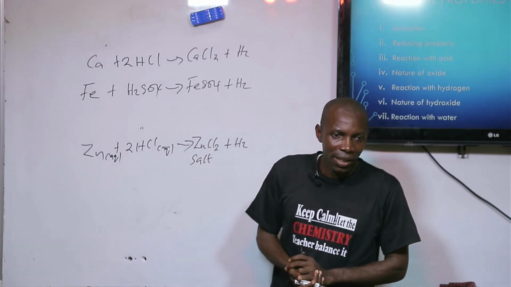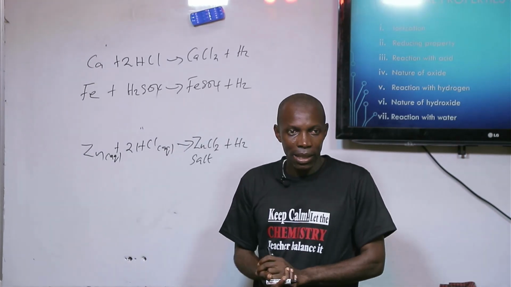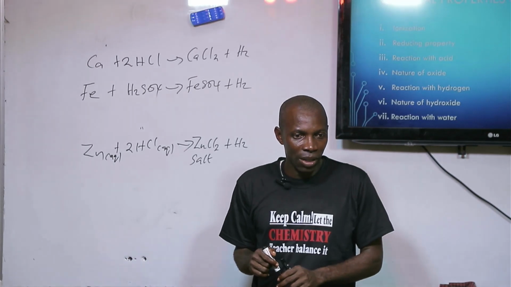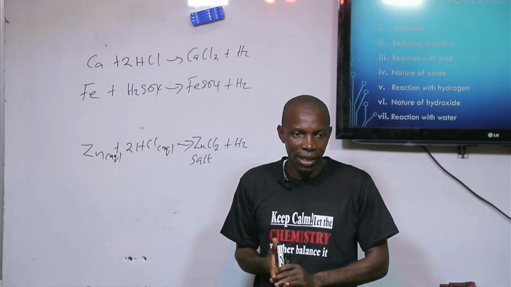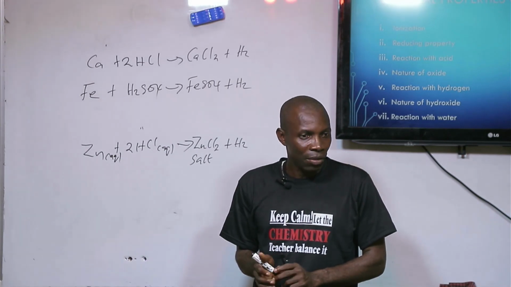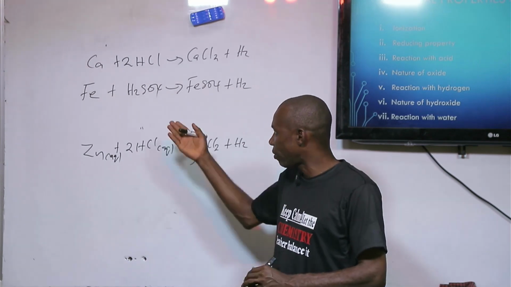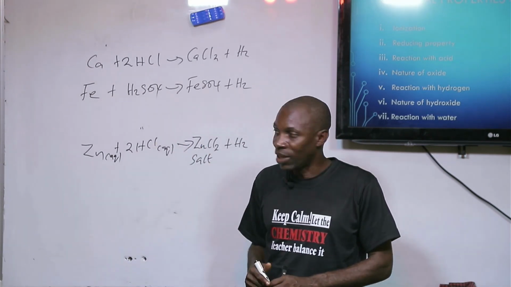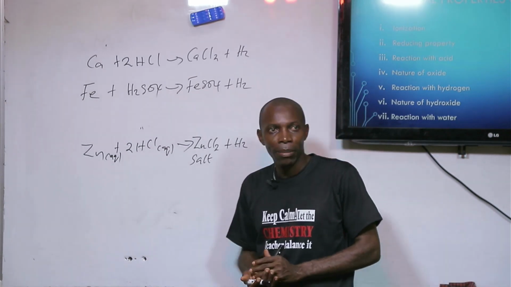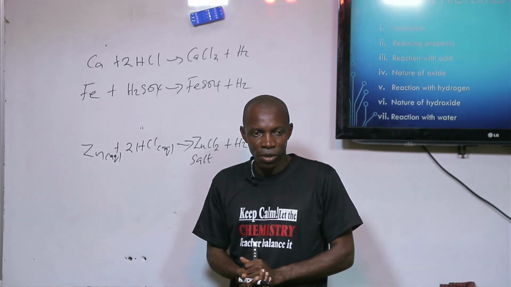So with this, we have seen that most metals that are above hydrogen in the electrochemical series or activity series can displace hydrogen from acid. So you see that most of them can displace hydrogen from dilute solution of their acid. And that is one of the metallic properties or chemical properties of metals.